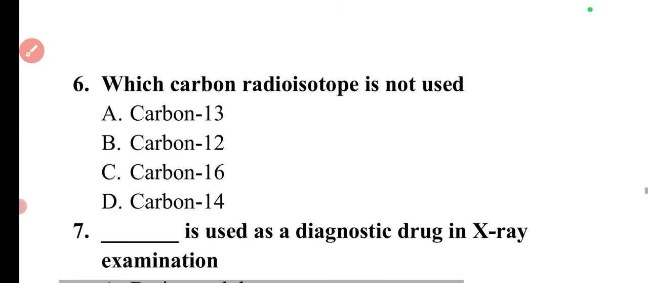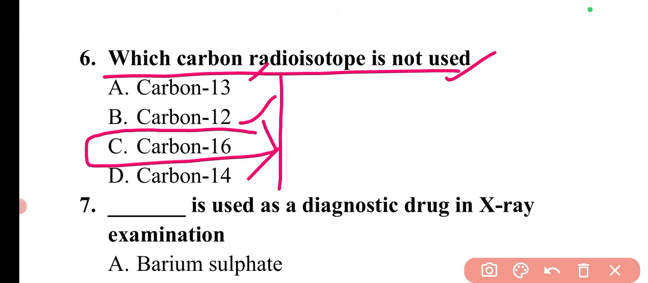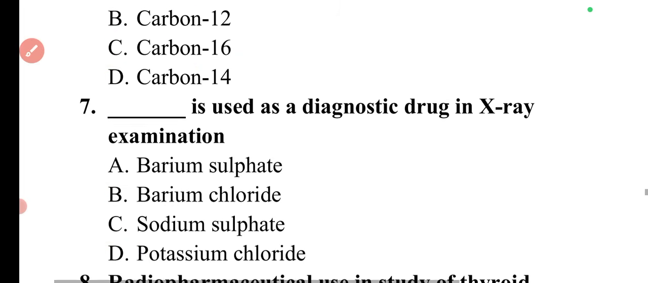Then next question is which carbon radioisotope is not used? So basically there are different carbon isotopes, carbon 12, carbon 13, carbon 14. What about carbon 16? It is not used as a radioisotope. So here we can say option C is correct.